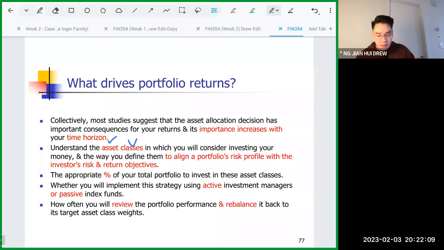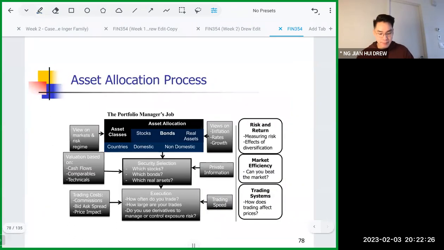So remember, you always need to align with the client's risk and return objective, which is defined in the IPS. Of course, you need to determine the percentage, whether you're active or passive, and you need to do review and rebalancing, right? This is just a quick recap.